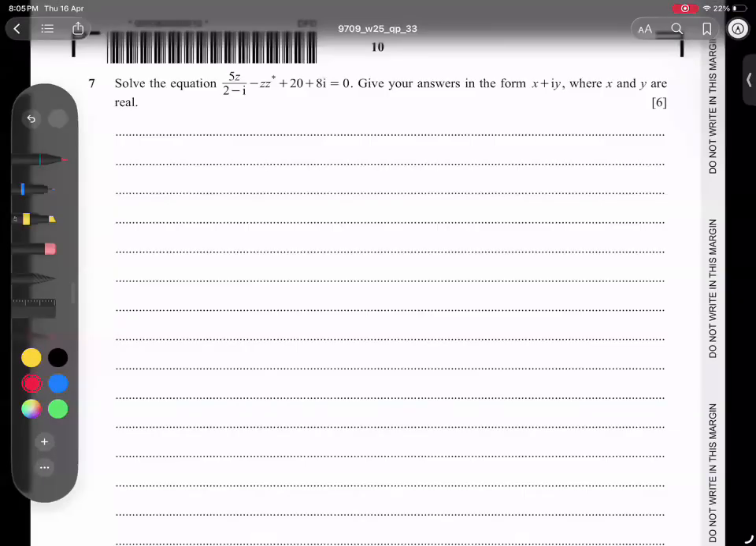Question number 7 now. We're going to solve now 5z. Read the statement. Find the solution of this equation. Give the answer in this form. And you know what is the best technique? Z and Z conjugate, I mean Z star. So what is the way? Z will take x plus iy and Z star, meaning Z conjugate, will take x minus iy.